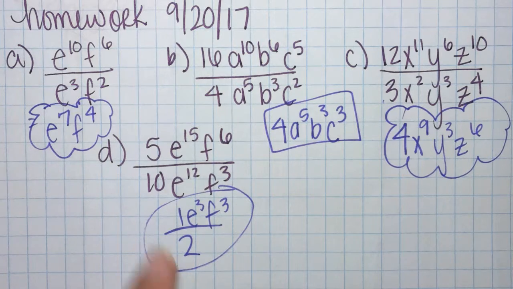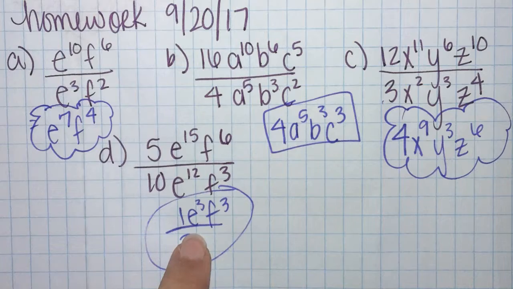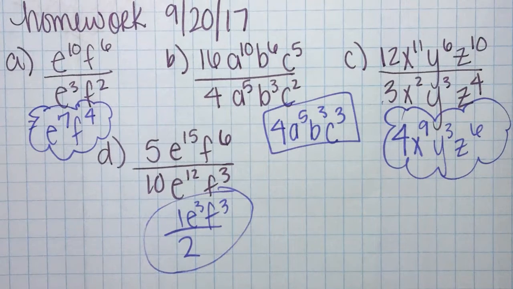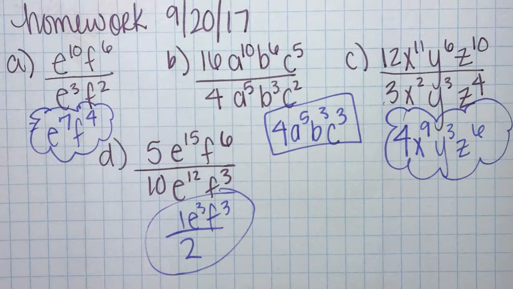Yes, take a point. All right, so you could say it 2 ways. You could say 1/2 times e cubed f cubed, or you could say e cubed f cubed divided by 2. You could say 0.5. That's fine. If you did 0.5, that's right. Because 1 is understood, and we don't have to worry about that.